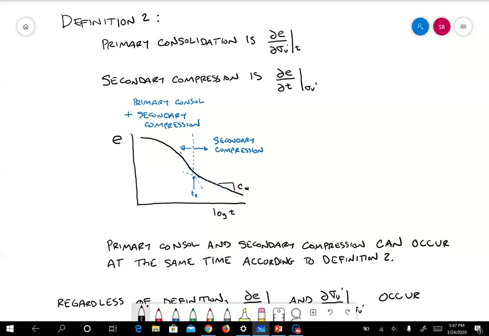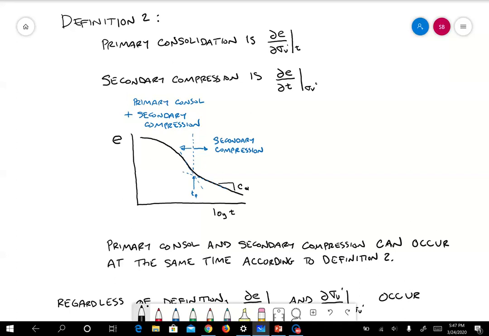When I think of secondary compression, this is the definition that I think of, and this is kind of at odds with probably the more traditional definition in geotechnical engineering. So regardless of which definition you use, it's just important to be clear on what you mean. When you define secondary compression, be clear about what it is that you're talking about. According to this definition that I prefer, primary consolidation and secondary compression can occur at the same time.